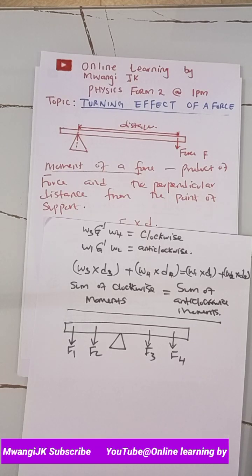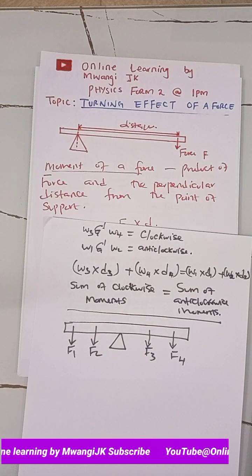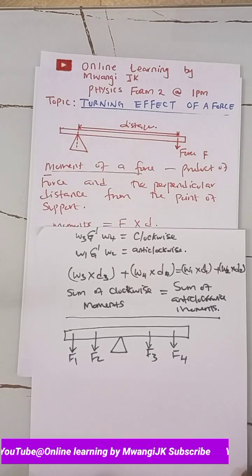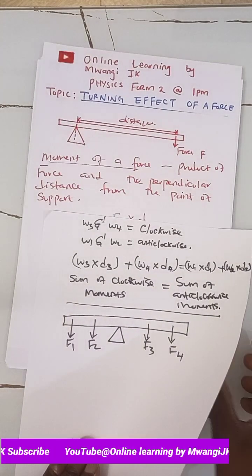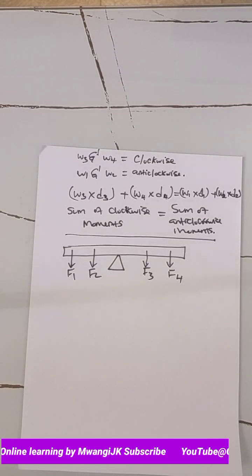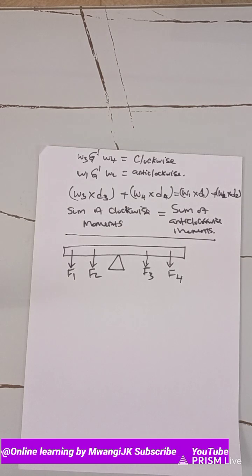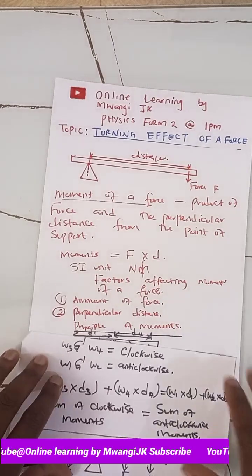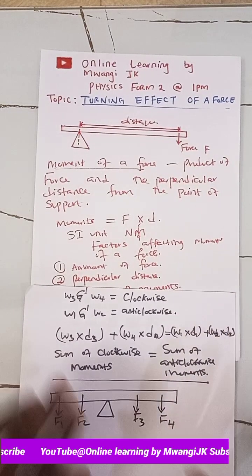Doing an example will take us to the next part, where we talk about the topic equilibrium and center of gravity. So in short, the principle of moments states that for a system in equilibrium, the sum of clockwise moments about the same point is equal to the sum of anticlockwise moments.